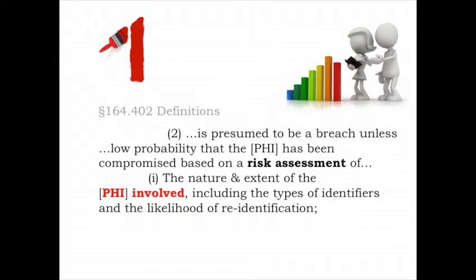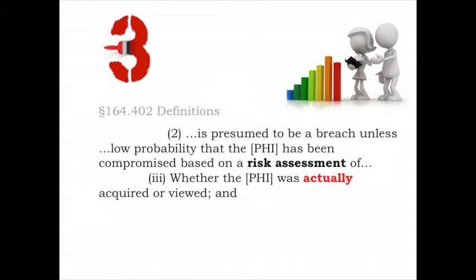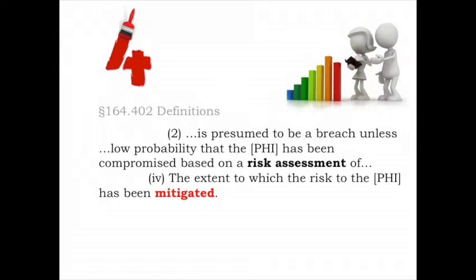The first step is to examine the nature and extent of PHI involved. Second, examine the person who used or received PHI without authorization. Third, establish the likelihood that PHI was actually acquired or viewed. And fourth, assess the extent of mitigation already accomplished.